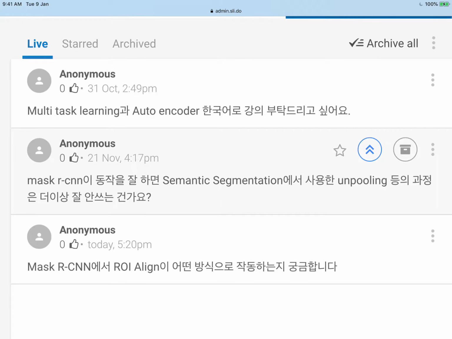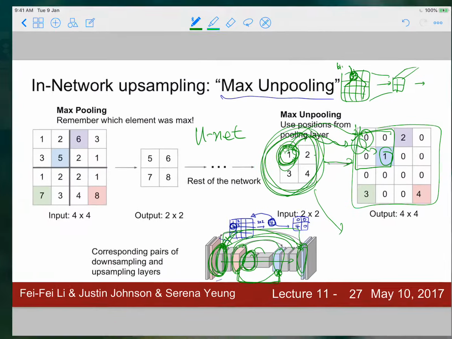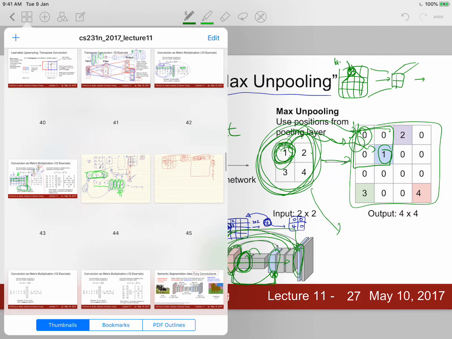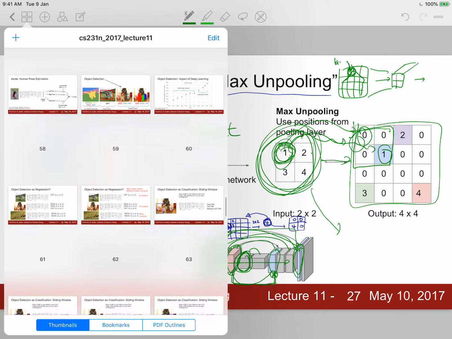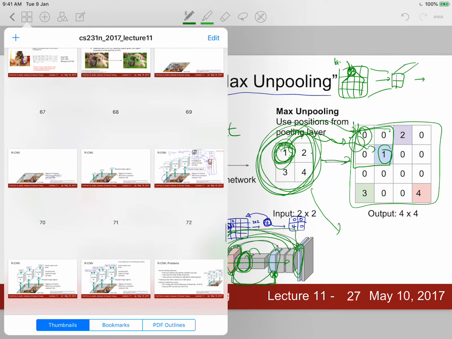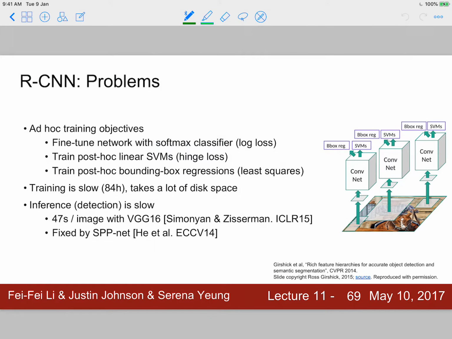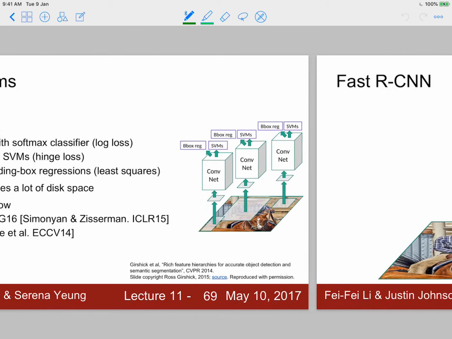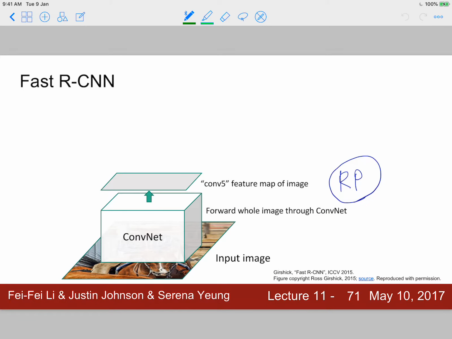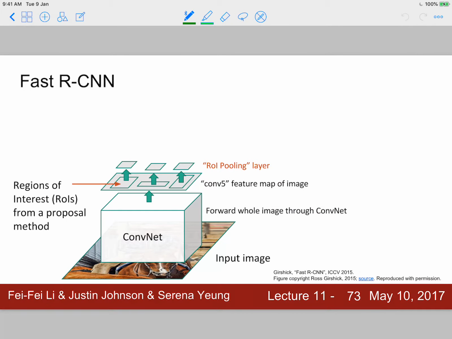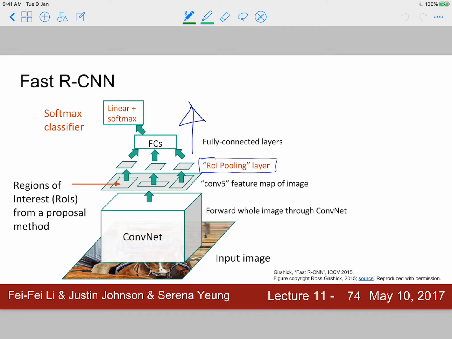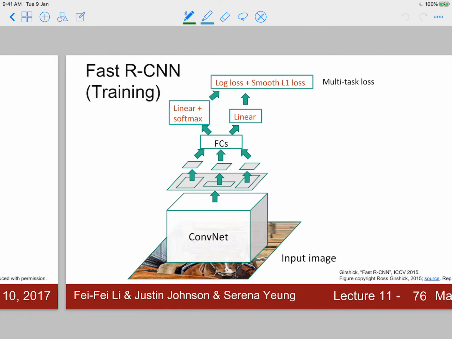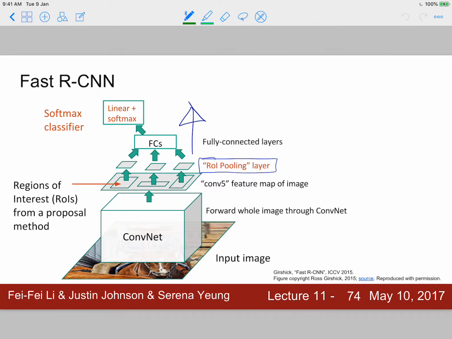Okay, so in general, let me get back to our fast and faster RCNN stuff. You now get the idea of the difference between RCNN and fast RCNN. And then what's the difference between fast and faster RCNN? Also, let me point out one thing over here.